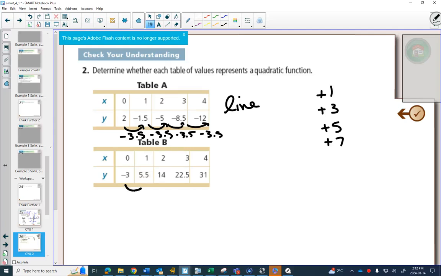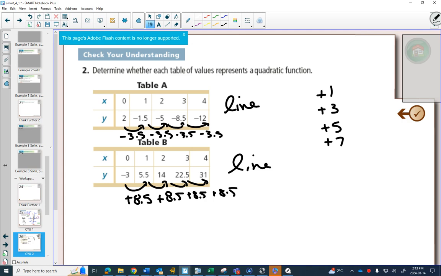And the second one, here we're going up 8.5. Oh my goodness, this is boring. Is this going up 8.5, up 8.5, up 8.5? Does it make a line? I mean, it also makes a line. Does it make a parabola? No. What would make a parabola?